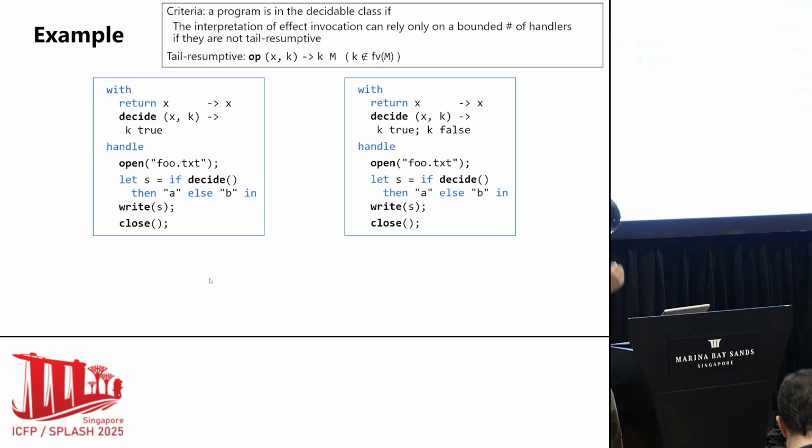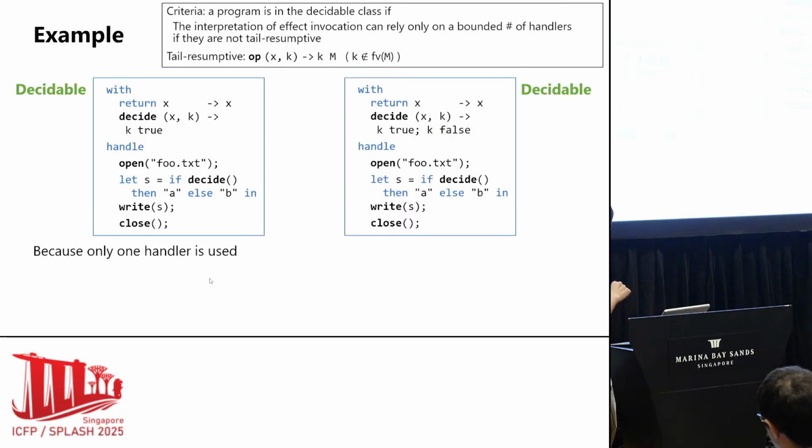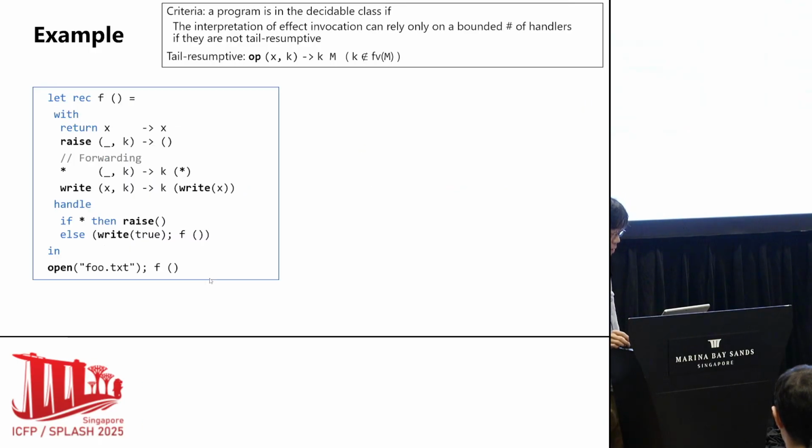Okay, so let me show some examples of what programs belong to this class, and what does not. First, the two examples I presented belong to the decidable class we proposed, because in this case only one effect handler is used, so of course the number of effect handlers is bounded. So no problem in this case. The problem may happen in programs that use a potentially unbounded number of effect handlers.